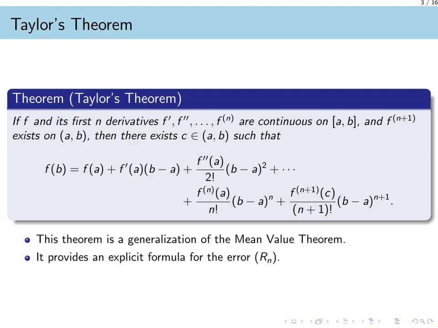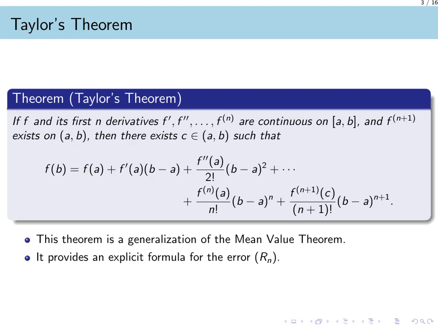Taylor's theorem is a crucial result that provides a precise mathematical form for the error in a Taylor polynomial approximation. Let us break down the formula presented here. The equation states that the function's value at b, f of b, is equal to its nth order Taylor polynomial, plus one additional term. This final term is called the remainder, and it represents the exact error of the approximation.